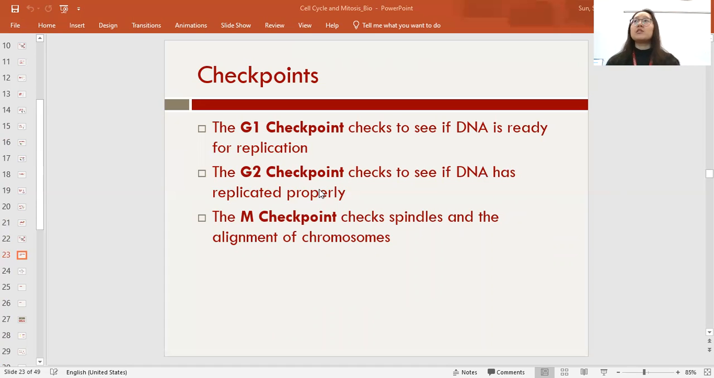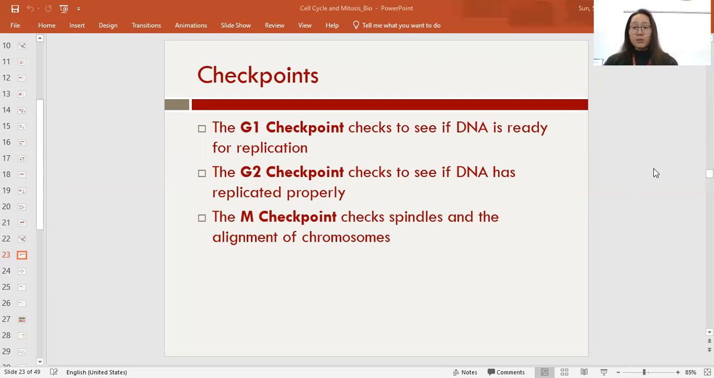So after you've copied your DNA, your cell actually does a little checkpoint, pauses, and then sees, hey, is the DNA copied? Are there no mistakes? Are we ready to finish growing? Are we ready to divide? And then lastly, there's a third checkpoint in the cell cycle called the M checkpoint, and that's during mitosis, and it checks if these little fibers called spindles are aligning all the chromosomes in the right order for you to then split them apart and go into the respective cells.